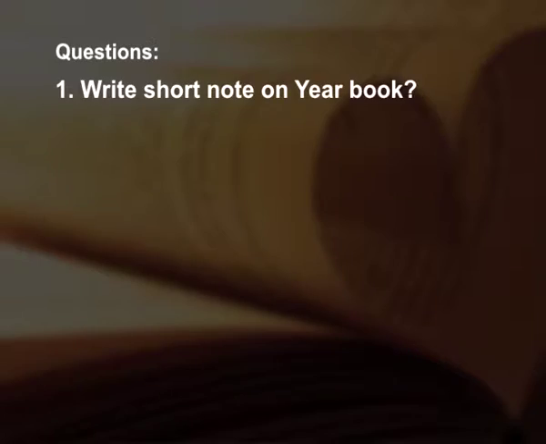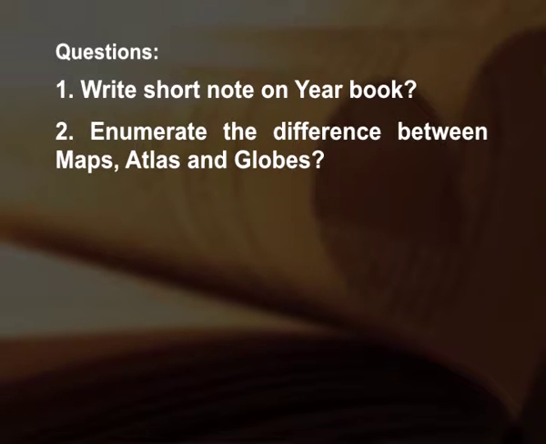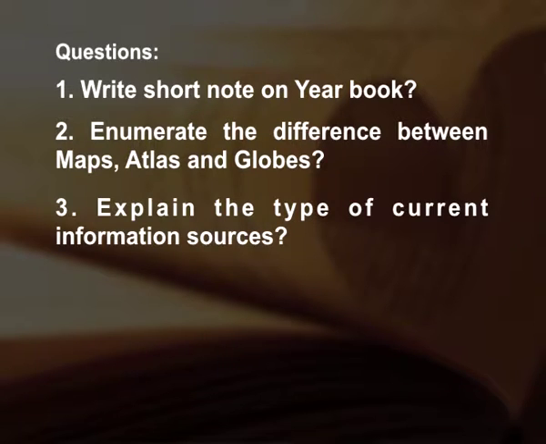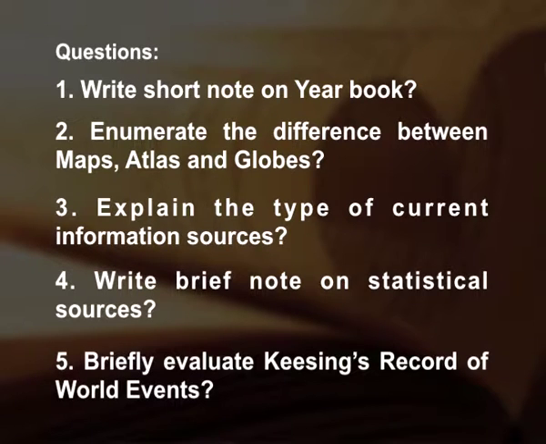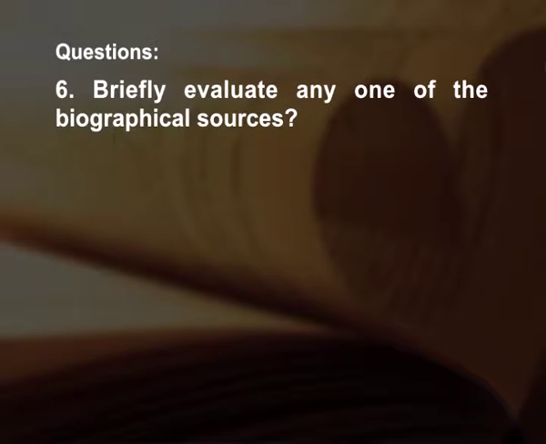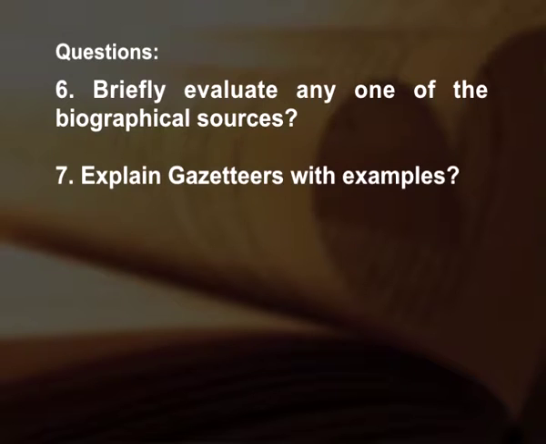Now please try to answer a few questions. Write a short note on yearbook. Enumerate the differences between maps, atlases, and globes. Explain the types of current information sources. Write a brief note on statistical sources. Briefly evaluate Keesing's Record of World Events. Briefly evaluate any one of the biographical sources. Explain gazetteers with examples.